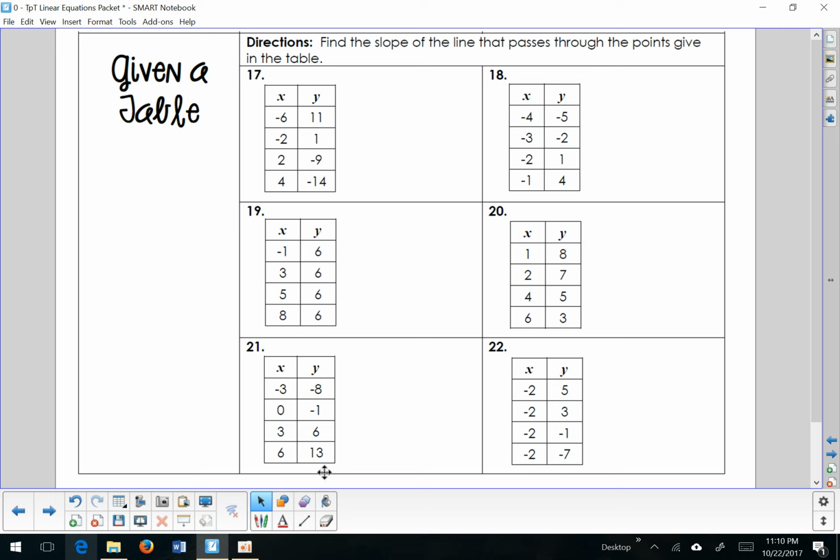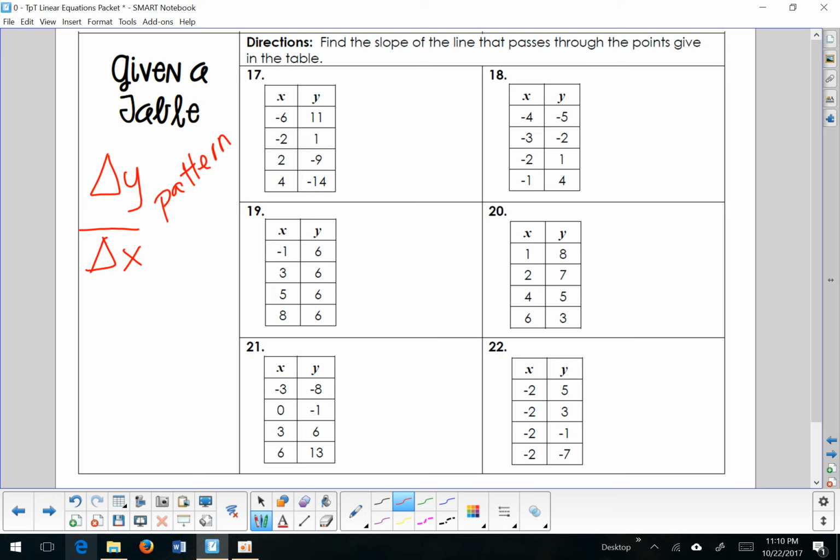Alright, let's take a look at some points that are not given in parentheses separated by a comma. So these are a whole bunch of points. Negative 6, comma 11. Negative 2, comma 1. Negative 2, comma negative 9. So from here, we can still use that formula from before, or we can use that other formula I was talking about at the beginning, which is the change of the y's over the change in the x's, or which is the pattern of the numbers. Now, the pattern is always going to be the same ratio, but you're only allowed to pick 2 points.